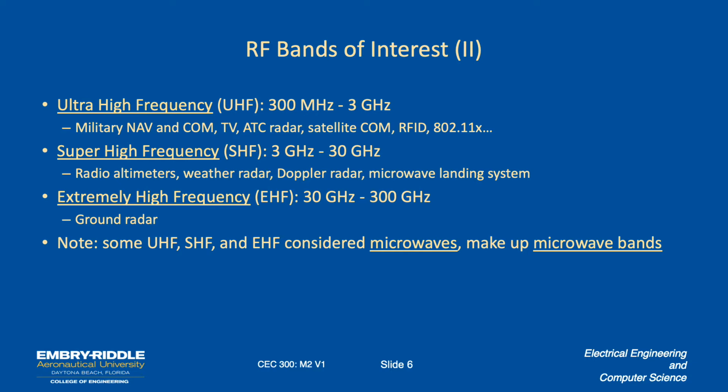Super high frequency is used for radio altimeter, starting to get into the world of radar here, weather radar, Doppler radar. And then extremely high frequency is used for ground radar, meaning ground to air radar. The kind of radar that you see rotating and sending out around, and also the radar used to monitor things moving around on the surface of the airport.